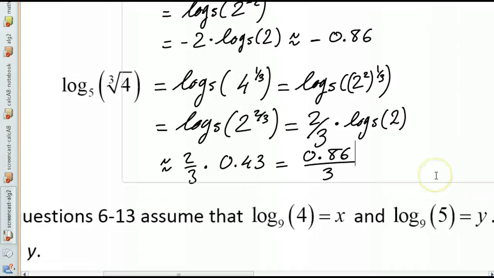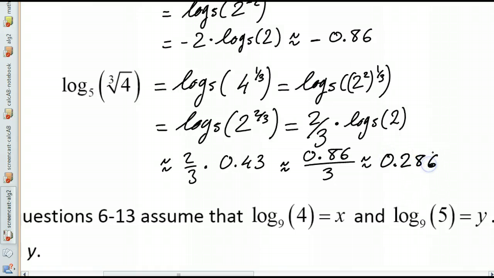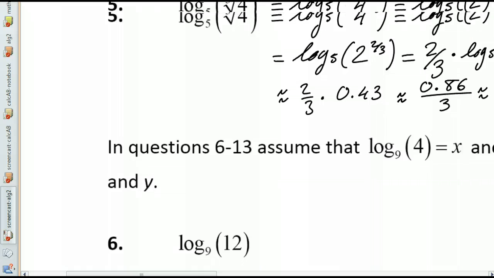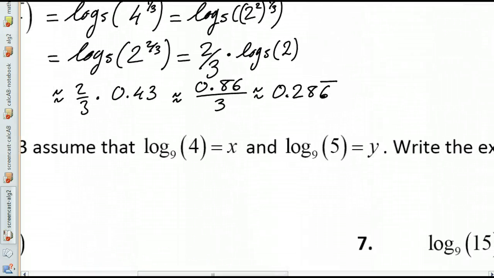I'm going to take my calculator. 0.86 divided by 3 is, yeah, 0.28666, is that it? It is, I should have used this right there, maybe, I don't know. 0.28666, okay? All right. Okay, done with the first problem. The second problem is actually very similar. Let me do something.